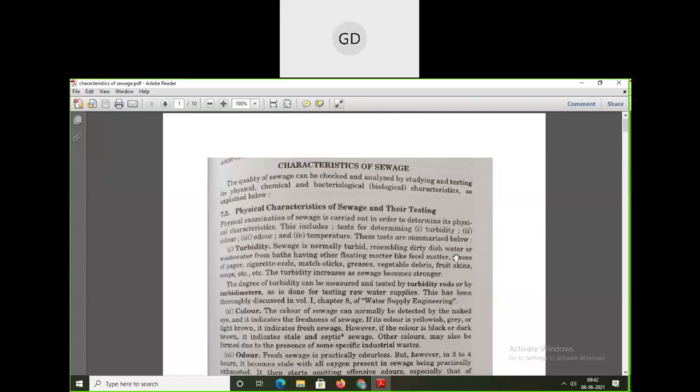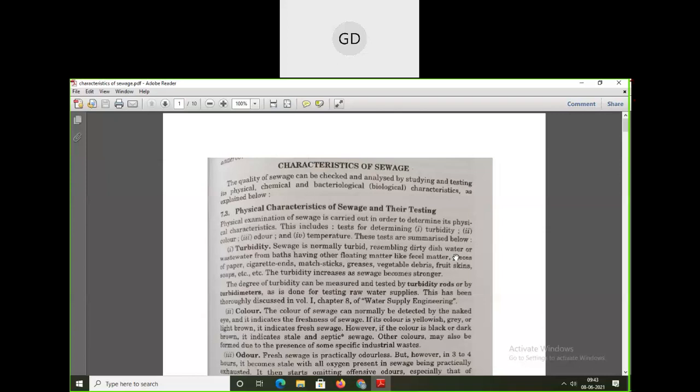For the physical characteristics of sewage, we have the same terminologies. First we have turbidity, then we have color, then odor and temperature. These we have studied in the raw water engineering part also. So what is turbidity here? Sewage is basically turbid.